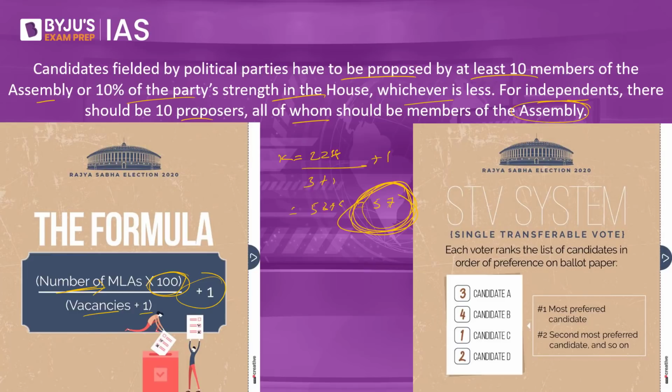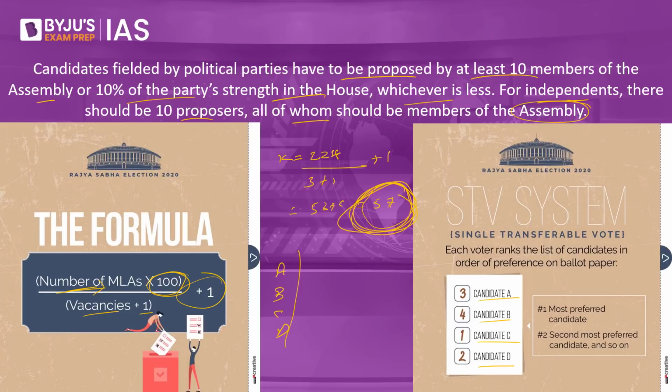So how does this work? Let me explain this with the help of an example. Let's say we have 4 candidates: candidate A, candidate B, candidate C and candidate D. So what you have is 4 candidates whose list will be designed: A, B, C and D.